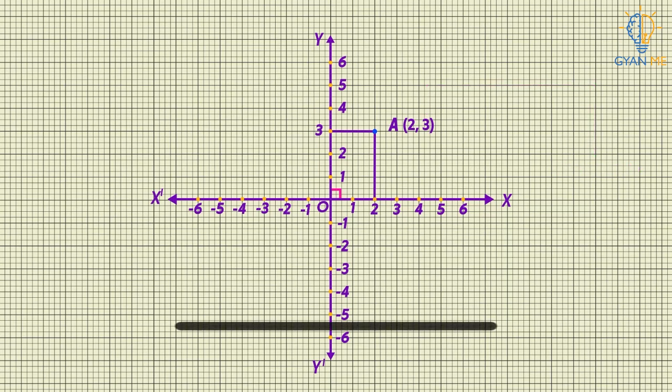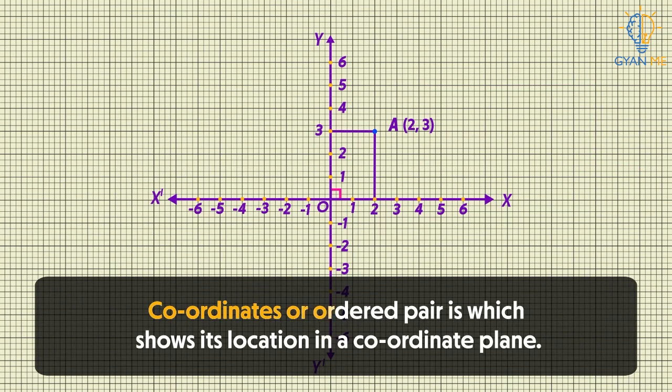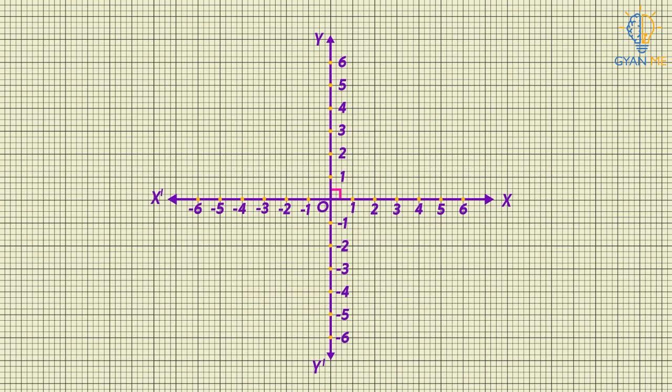So we can say that the coordinates or ordered pair for a point show its location in a given coordinate plane. Recall that points can be at any place in a plane. It can be in the first quadrant or in the second quadrant. It can also be in the third quadrant or fourth quadrant. In fact, students, a point can be located on the x-axis or y-axis itself as well.